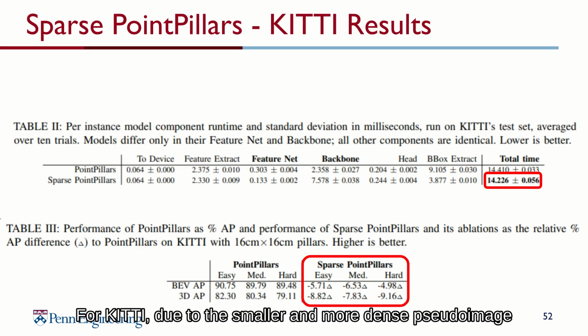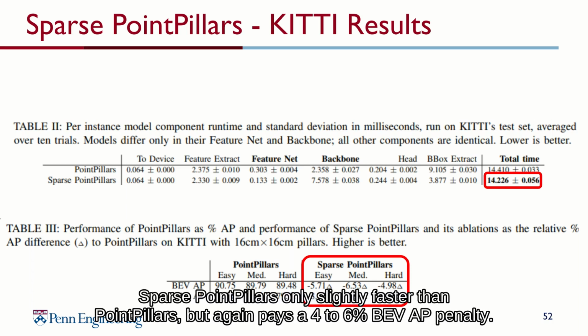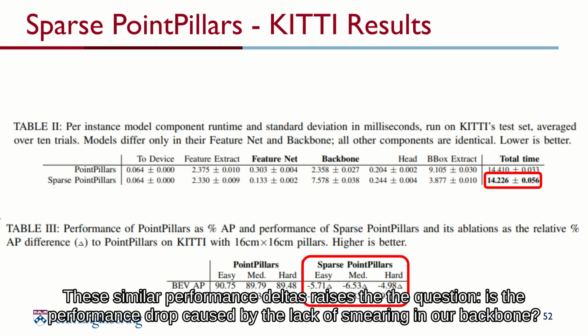For KITTI, due to the smaller and more dense pseudo-image, Sparse PointPillars is only slightly faster than PointPillars, but again pays a 4 to 6% BEV AP penalty. These similar performance deltas raise the question: is the performance drop caused by a lack of smearing in our backbone?